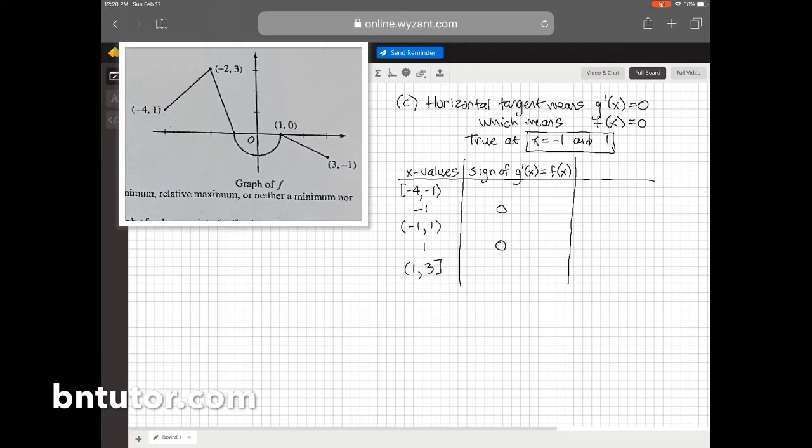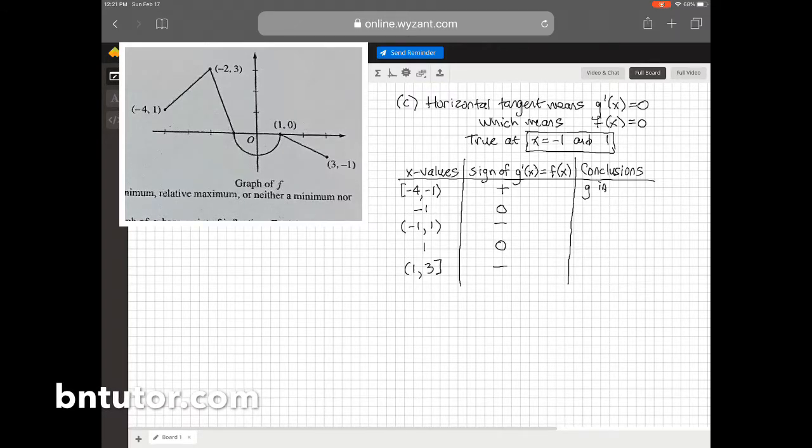It's 0 at negative 1 and 1. And between negative 4 and negative 1, the sign is positive. It goes below the x-axis from negative 1 to 1, and stays below the x-axis from 1 to 3. What conclusions can we draw? Since g prime of x is positive during the first interval, that means the slope is positive, so that g is increasing. Then, since the sign is negative, that means that g is decreasing during the second interval. And finally, it continues to decrease from 1 to 3.